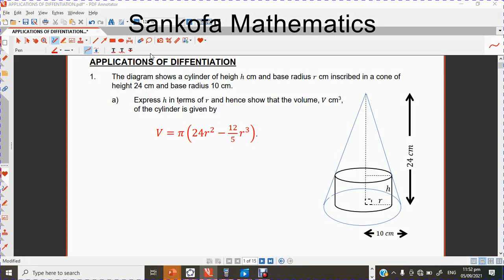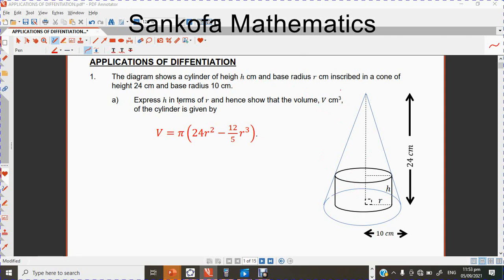All right, so here we have a diagram that shows a cylinder with a height of h and a base radius of r, as you can see, inscribed inside a cone. The height of the cone is 24 centimeters and the base radius of the cone is 10 centimeters.